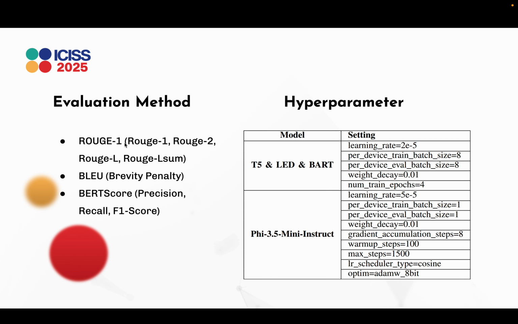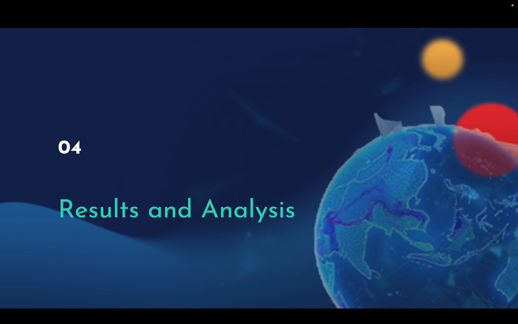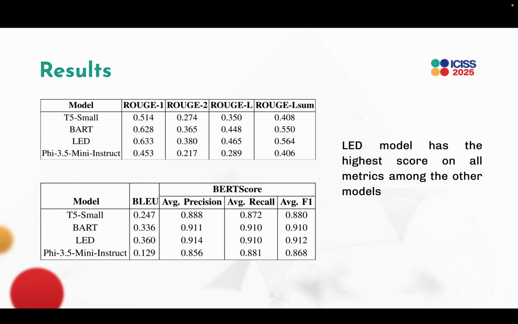As for our evaluation method, we use the ROUGE, BLEU, and BERT score. And on the right here, you can see the hyperparameter settings, which were chosen to balance both our computational capabilities with the model performance. Now let's move on to the results that we got.